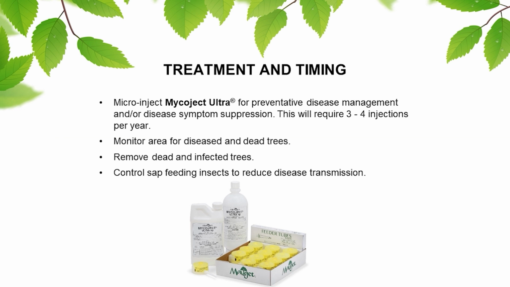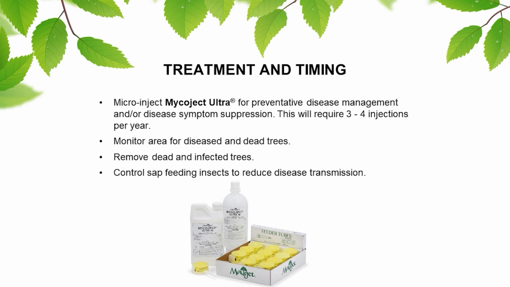This will require 3 to 4 injections per year. Monitor the area for diseased and dead trees. Remove all dead and infected trees. They are a source of the pathogen. Control sap-feeding insects such as leafhoppers and plant hoppers to reduce disease transmission from infected trees to healthy trees.